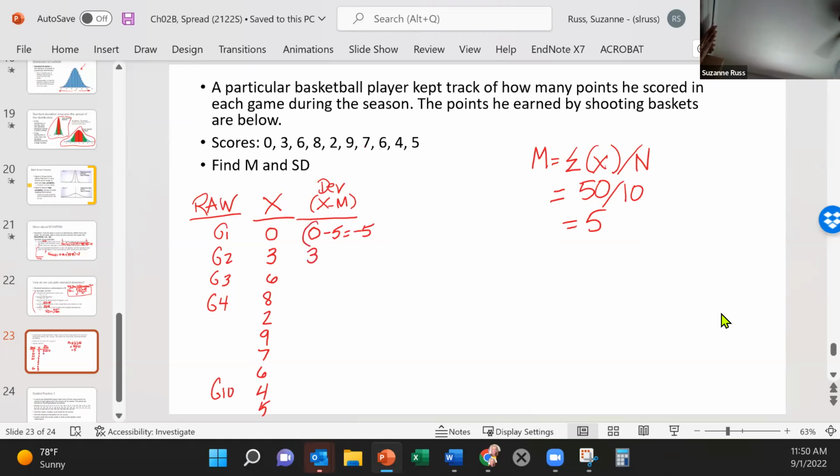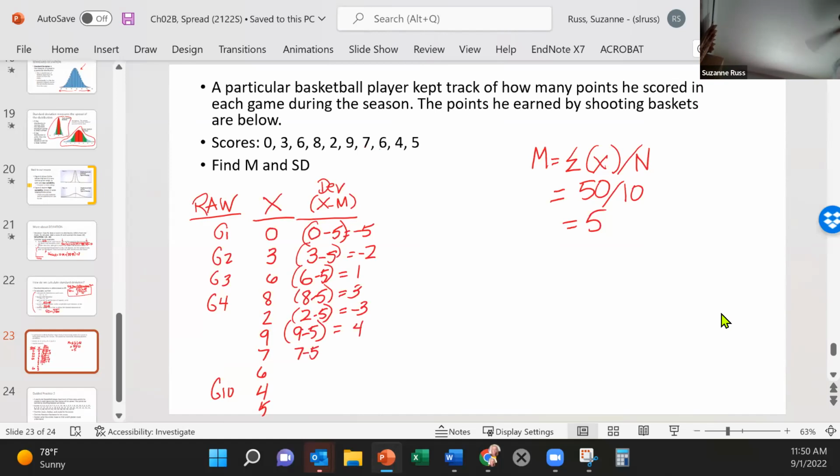3 minus 5 equals negative 2. 6 minus 5 equals 1. 8 minus 5 equals 3. 2 minus 5 equals negative 3. 9 minus 5 equals 4.